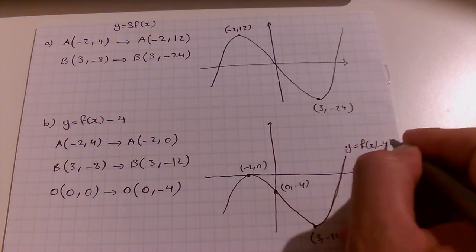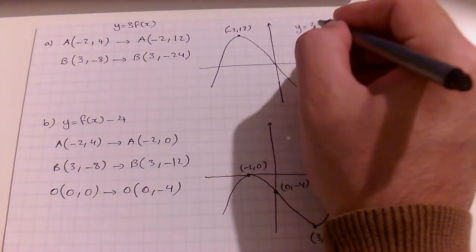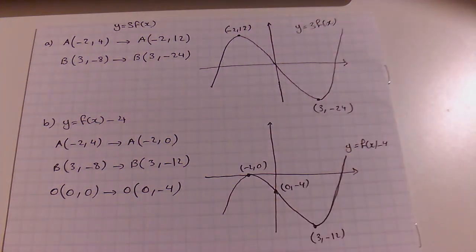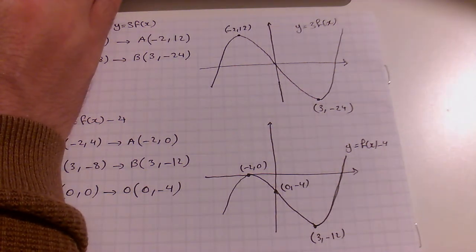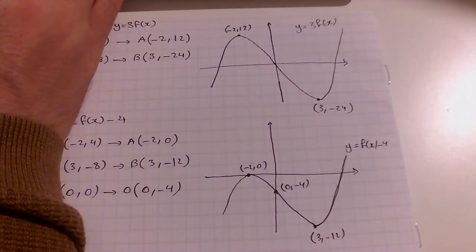It was crossing the x and y axes at 0 and 0. The origin was 0 and 0. Now the graph will move down by 4. So the new origin O would be 0 and minus 4.